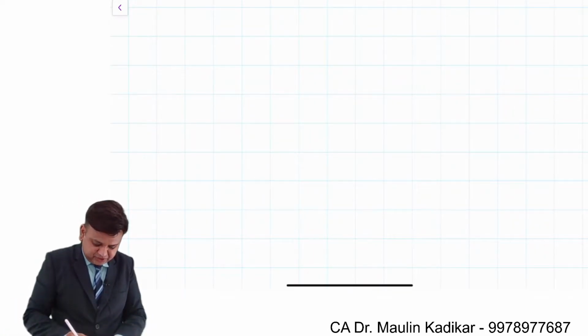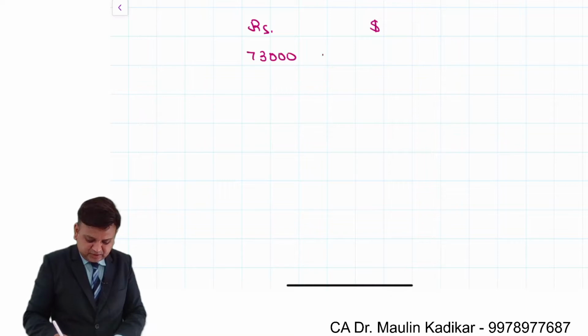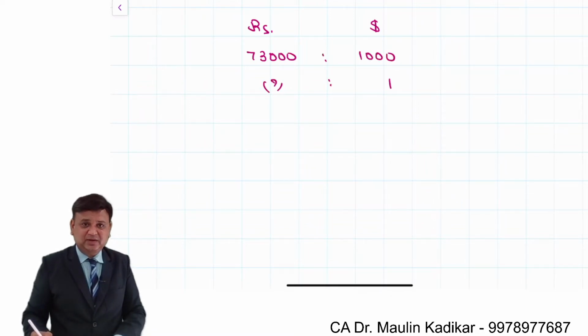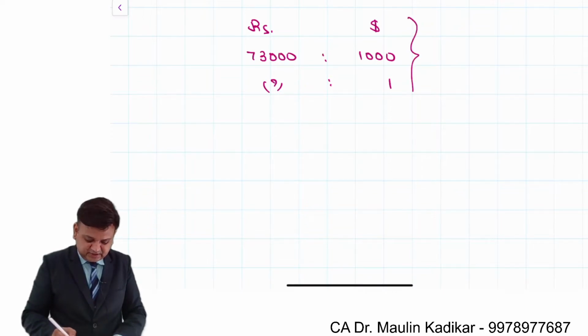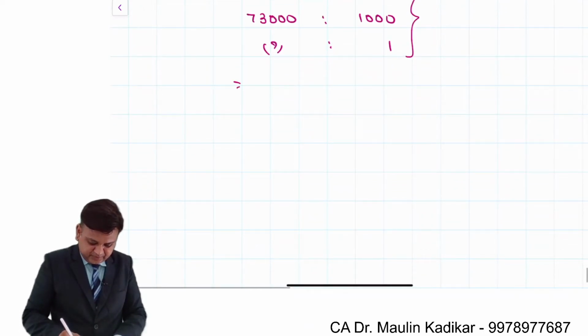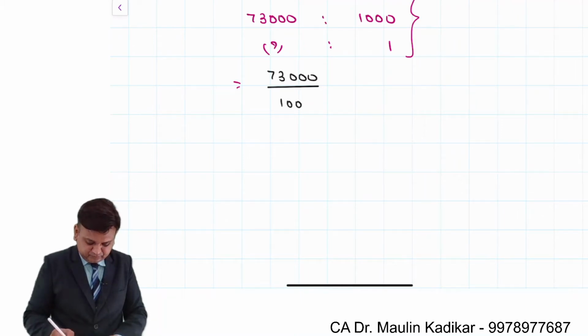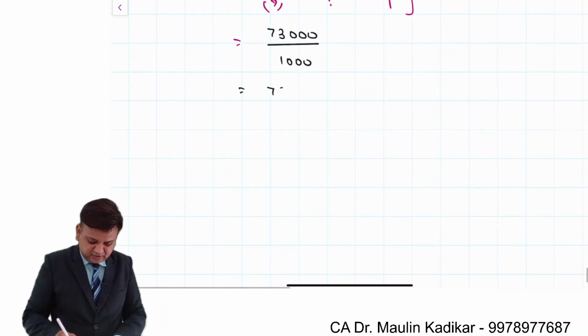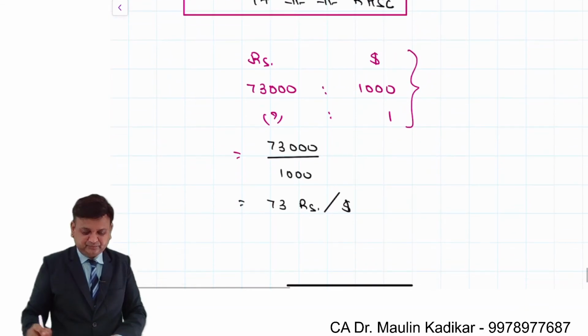Chalo, write and answer the question. Correct answer by everyone. We understand that 73,000 rupees is equal to $1,000. So this is the amount of rupees for $1. So the exchange rate would be rupees 73,000 divided by 1,000, that comes to 73 rupees per dollar. This is the way we can compute the exchange rate. Write the answer.